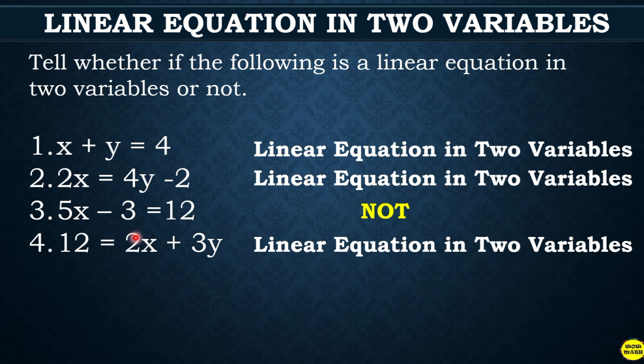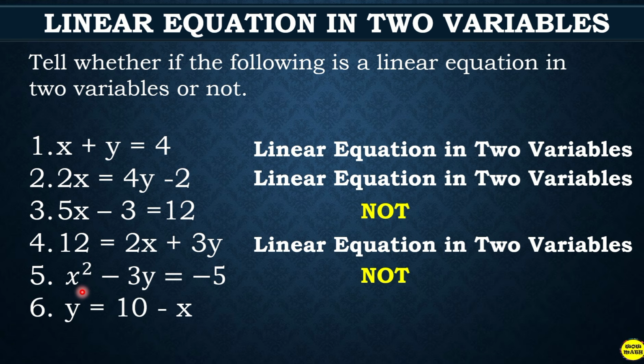And, okay, nasa first degree lang po tayo. Next, x squared minus 3y equals negative 5. Okay, it's very obvious this is not a linear equation in two variables. Though we have two variables, meron tayong two variables dito, but the highest degree is on the second degree. So therefore, this is not linear. This is quadratic.